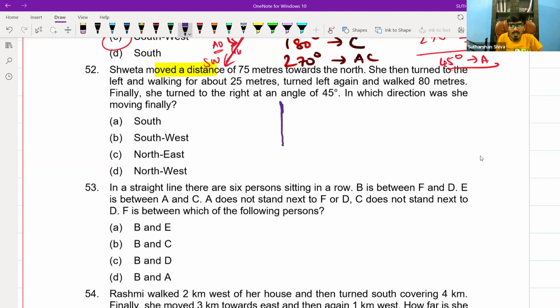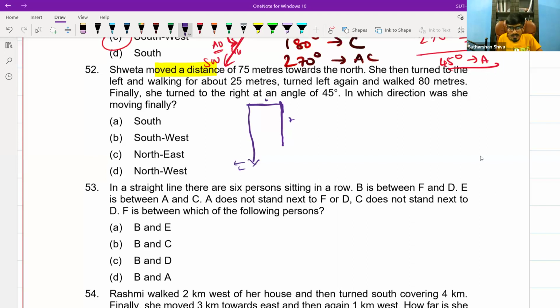She turned towards the left and walked about 25 only. Fine, 25 meters left. And then she turned again left and walked 80, slightly lengthier because it is 75 and 25, slightly lengthier 80. Then again she turned left and walked 80 kilometers, fine. Finally, she turned towards the right. She's going in this direction.